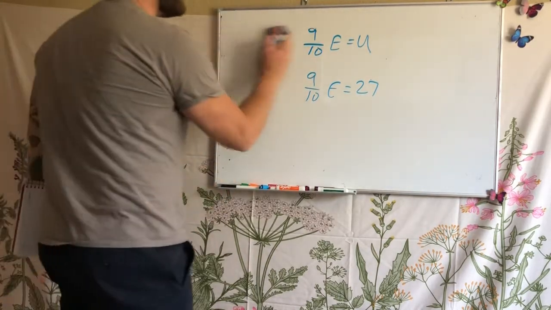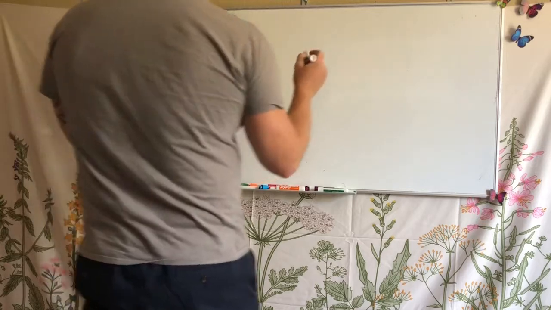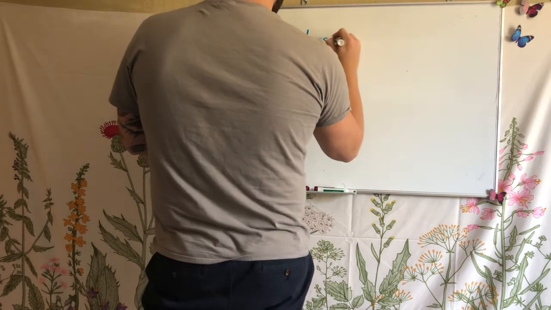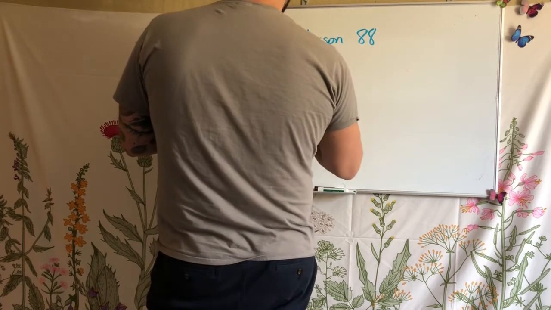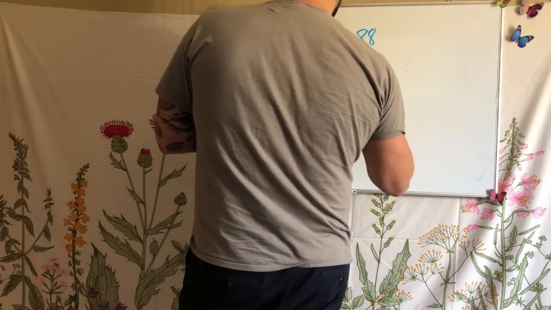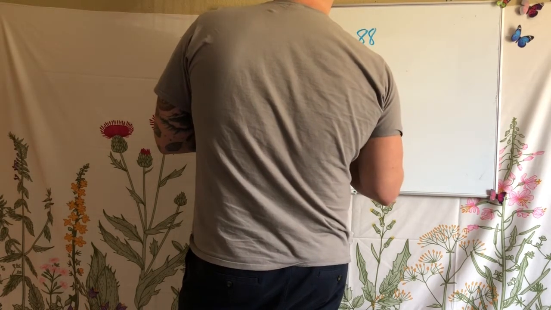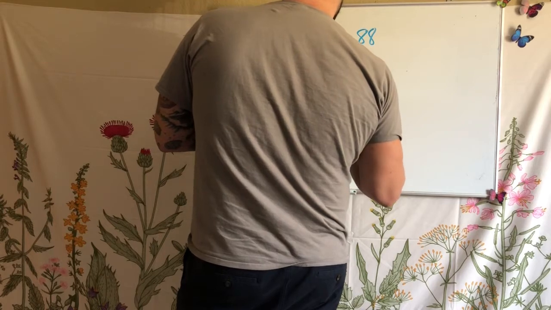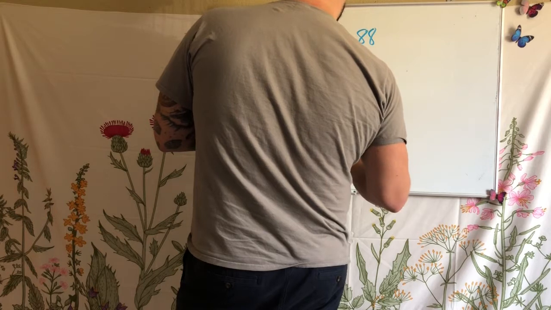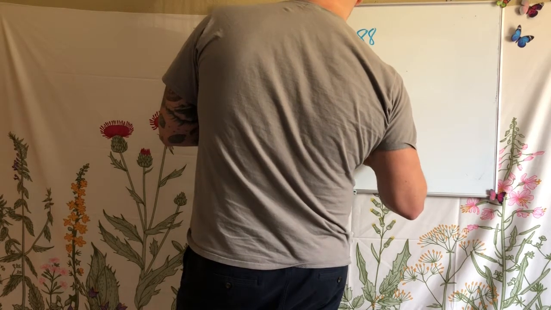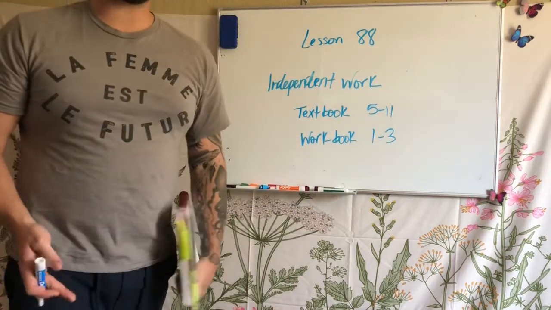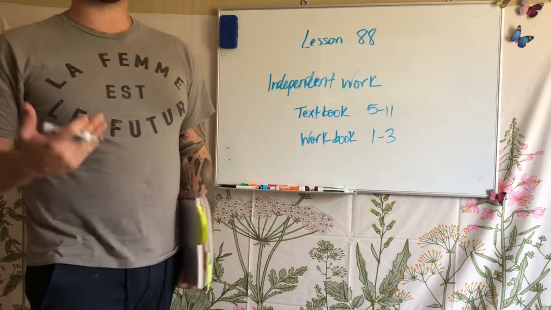All right, so this concludes the lesson for today. Your independent work starts now. So lesson 88, independent work. You have textbook, 5 through 11, workbook, 1 through 3. Remember to rewatch the videos, maybe even rewatch videos from prior lessons.